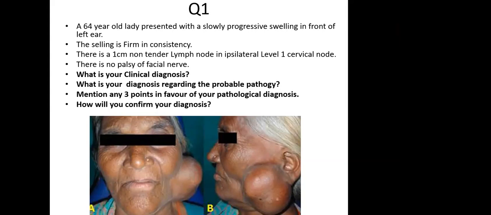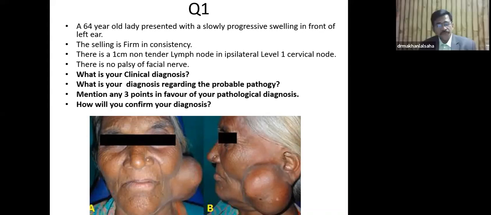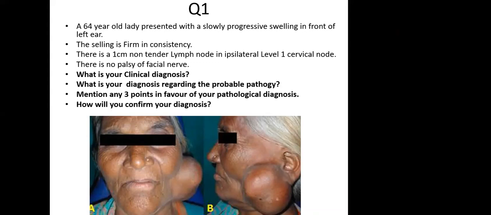My clinical diagnosis is malignancy of the parotid gland, with no facial nerve involvement. Malignancy of the left parotid gland, sir, because left side swelling is shown. If I ask you why you put the first diagnosis of malignancy in this patient? Although it is slow growing, given the age of the patient, and lymph node, level 1 cervical lymph node is present, it points more in favor of malignancy, sir.